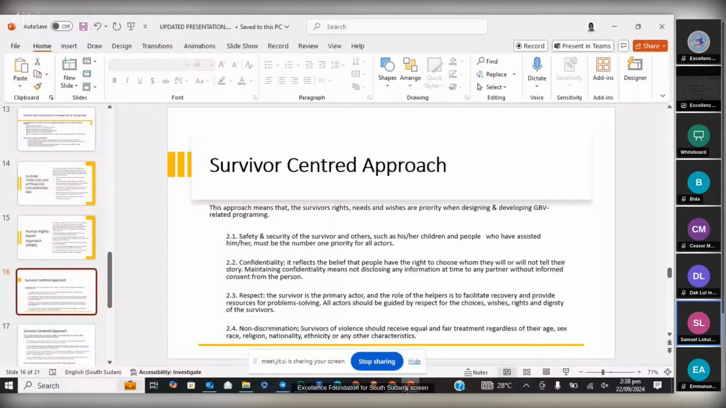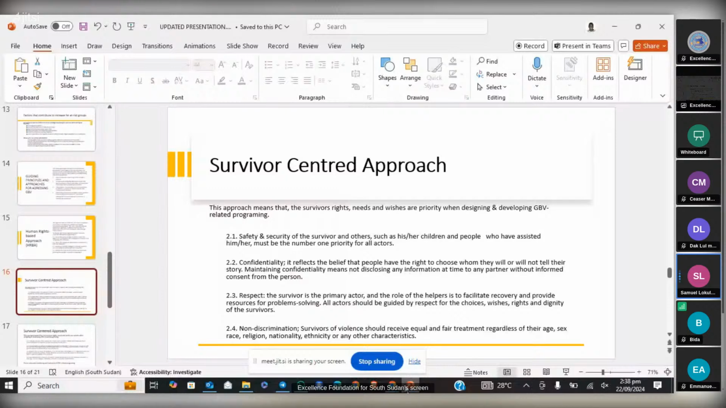And then bullet 2.2, the confidentiality reflects the belief that people have the right to choose whom they will or will not tell their story. Maintaining confidentiality means not disclosing any information to any party without informed consent from the person, which means the confidentiality of the survivor's information. If the survivor is raped, and the case is a rape case, this person may come late, and then you find she has maybe some infections that she is going through treatment. You need to keep the information confidential.